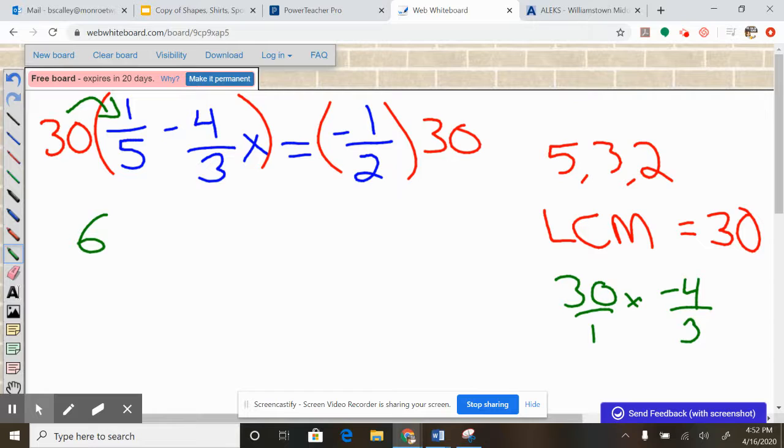You can make that 30 look like a 30 over 1. And now what I would do is I would probably cross cancel here. The 30 and the 3, divide them both by 3, and you get 10 and 1. So when I go across the top, the 10 times negative 4 is going to give me negative 40. And then on the bottom is just 1 times 1. So that would be negative 40x. So that takes care of the left side.